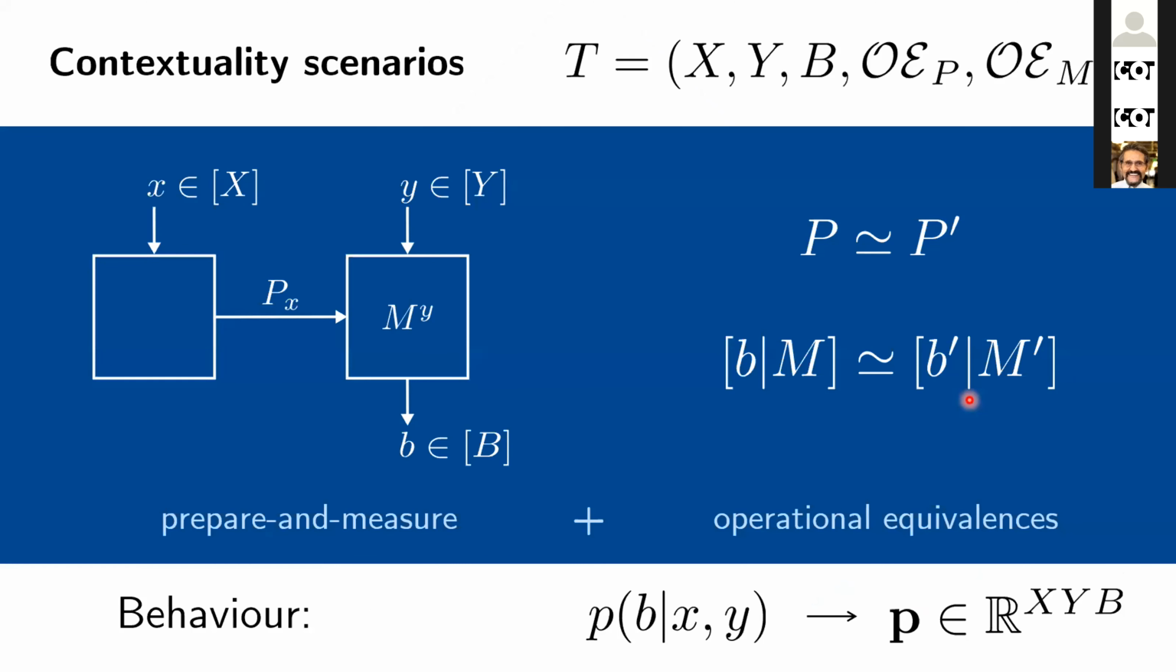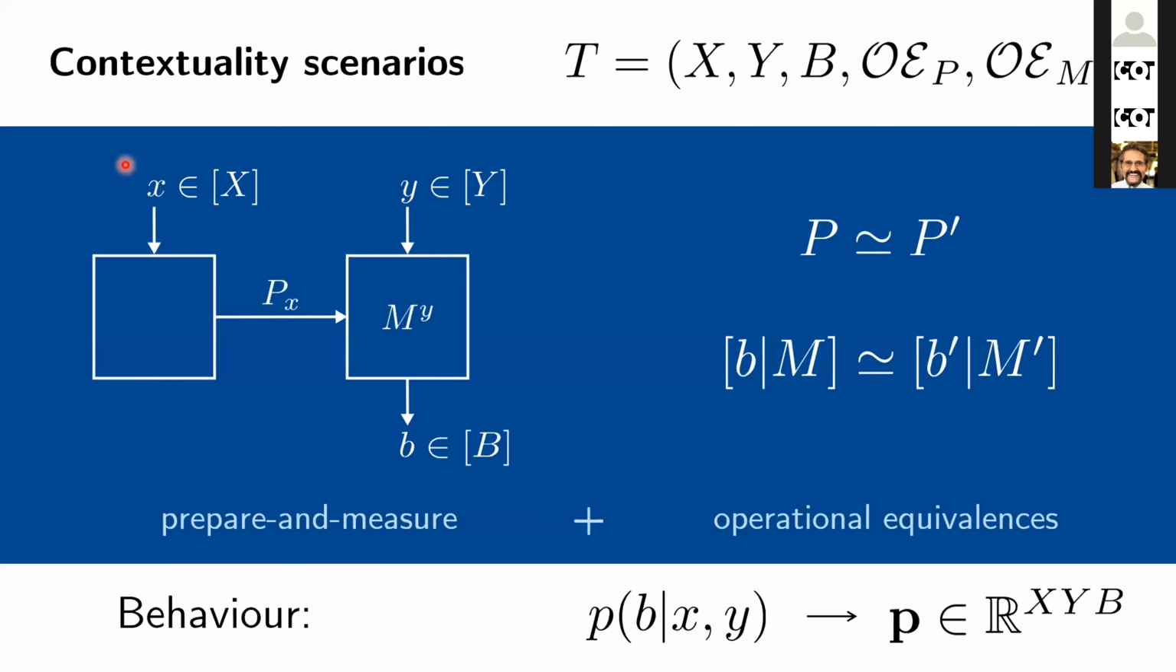So we're interested in generalized contextuality. And the way we're going to study that is through what we call contextuality scenarios. So a contextuality scenario is just a prepare and measure experiment with some extra constraints upon it.